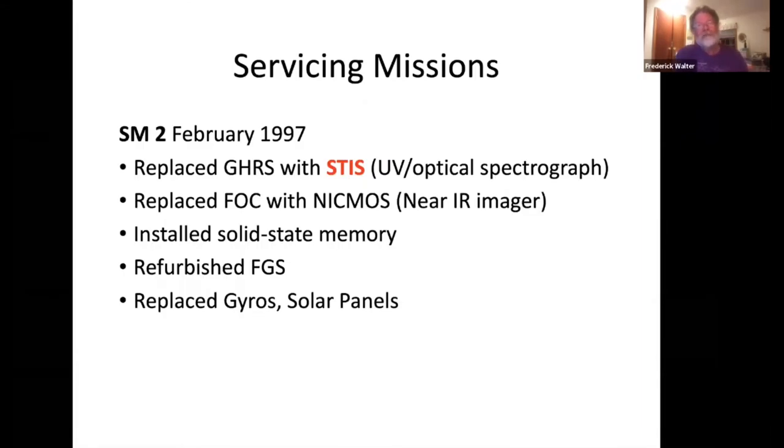Well, there have been a number of servicing missions. The instruments have been upgraded. It's been dealt with like a real observatory, where when instruments get better, you replace them. The Space Telescope Imaging Spectrograph was installed in 1997. The instruments in red are still working. And the gyros and solar panels were replaced, and they put in solid state memory.